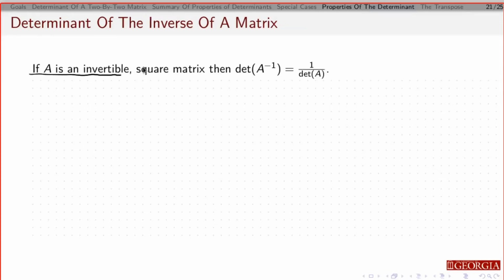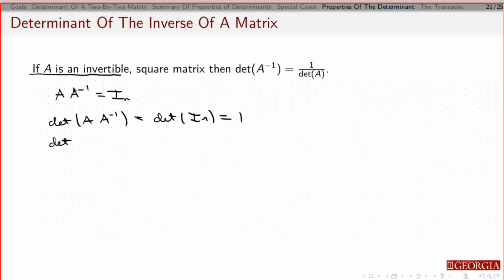If A is invertible, okay, this is kind of redundant. If it's invertible, it has to be a square matrix. Then I have this. Why is this? So if I have A times A inverse, I know that's the identity matrix. And now if I take the determinant of the product, that has to be the determinant of the identity matrix, which I know is 1.